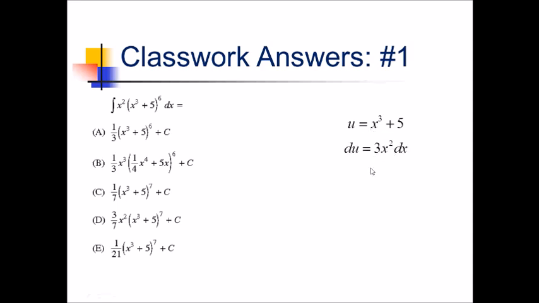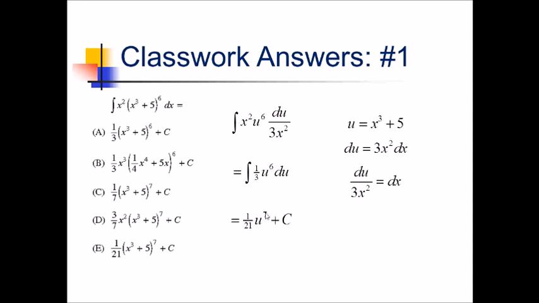Dividing by 3x squared, we get dx equals du over 3x squared. Now let me substitute back into the original here. So I'm going to write this as x squared times u to the 6th times du over 3x squared. And these x squareds are going to cancel. That's going to be 1/3 u to the 6th. Using my reverse power rule now, this bumps up to an exponent of 7. Dividing by that, we have 1 over 21 u to the 7th plus c.